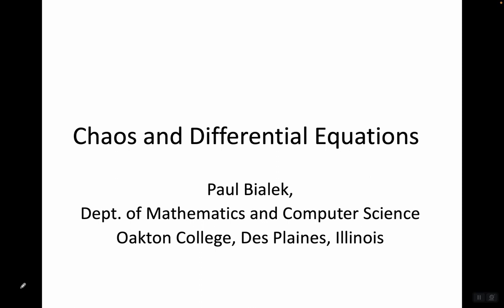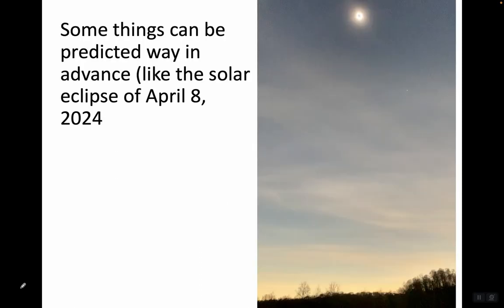Let's talk about chaos and differential equations. Some things can be predicted way in advance, like the solar eclipse of April 8th, 2024. I traveled to southern Indiana to see it. It was amazing. The sun was a big black disk in the sky surrounded by a halo.